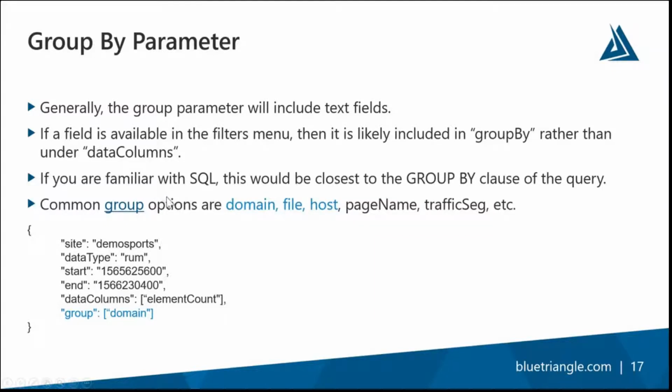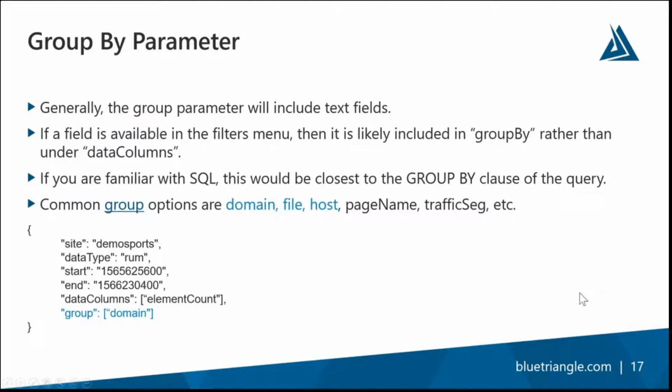So some of the common ones again would be domain, file, host, and then some of the more generic ones that can be used both for the resource or the performance or the error endpoints, which are all data access endpoints. Things like page name, traffic segment, page group, AB segment, things like that. All right, so this is all the required parameters that we need.